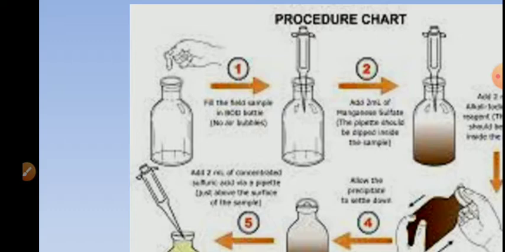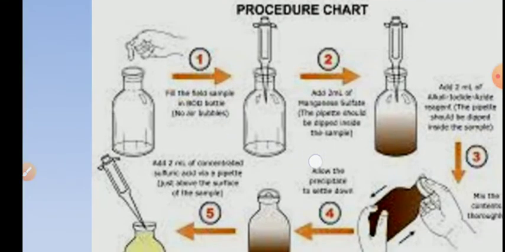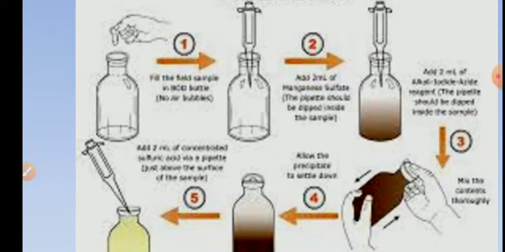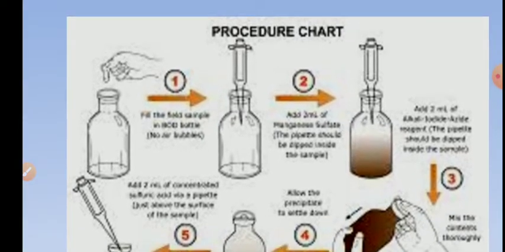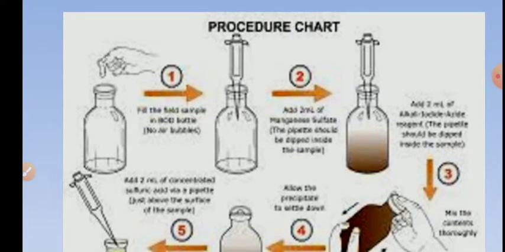Fill the bottle completely with water, then stopper the bottle and invert it to remove excess water. While you are filling the bottle with water, take care that there is no dissolution of atmospheric oxygen into it. You should avoid bubbling during filling of the bottle. Once the bottle is filled completely, stopper it and remove excess water, and then with the help of a pipette add 2 ml of MnSO4 solution into the bottle.